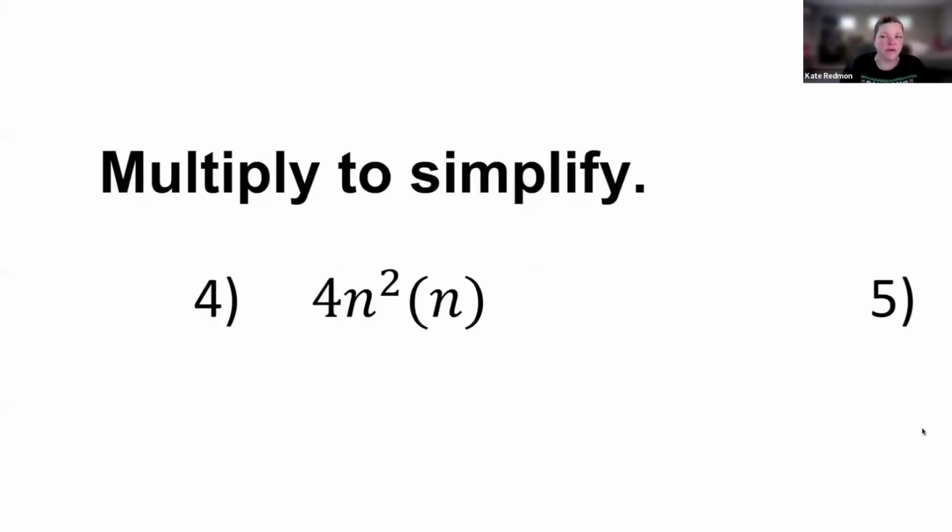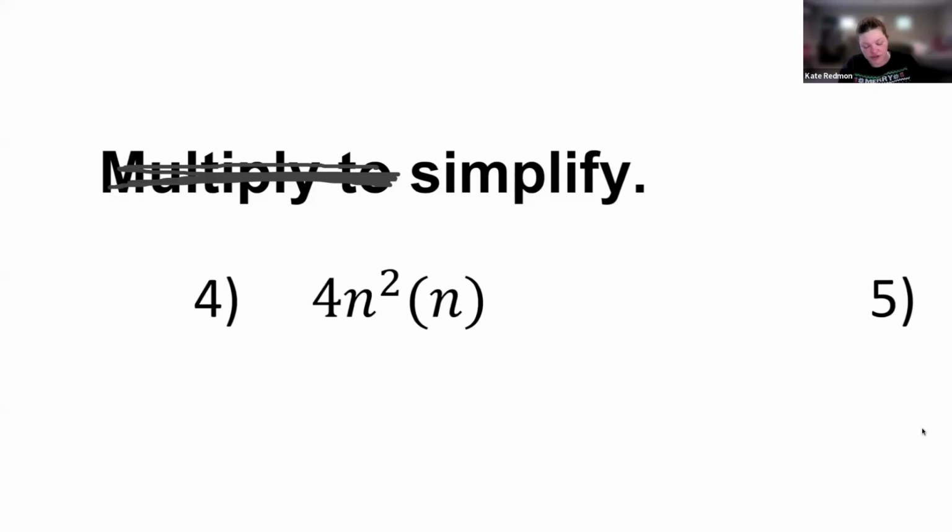Next section said multiply to simplify. We see 4n squared times n. And once again, it was nice of me to tell you guys to multiply to simplify, but I should be able to just tell you to simplify, and you can see this thing is shoved up against that thing with only parentheses between them. They're multiplying. That being said, remember, when you're multiplying, anything can multiply with anything else. We don't have to have like terms like we did with addition, subtraction.